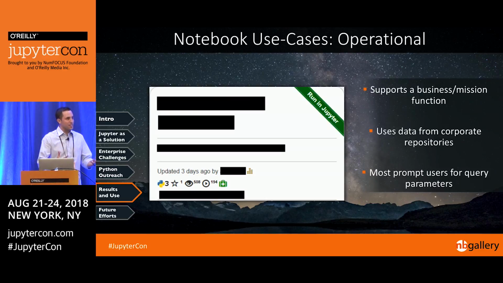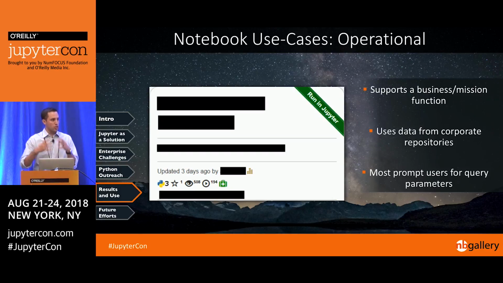On the operational side, because of the sensitivities about some of the work here, I can't go into too much detail, so I had to redact the whole notebook here. But they share 3 high-level aspects. They support a particular business mission function, helping that analyst drive insight from their data. They'll use data from corporate repositories that they access over APIs, which in almost all cases prompts the users for query input. So we have this flipped model of interaction with notebooks, where analysts are generally interacting in the notebook at the very beginning, in addition to interacting at the end with widgets to look at the visualizations.